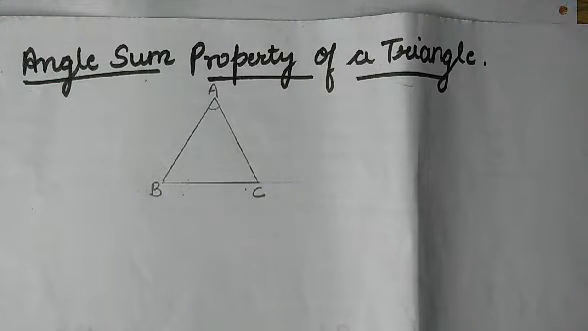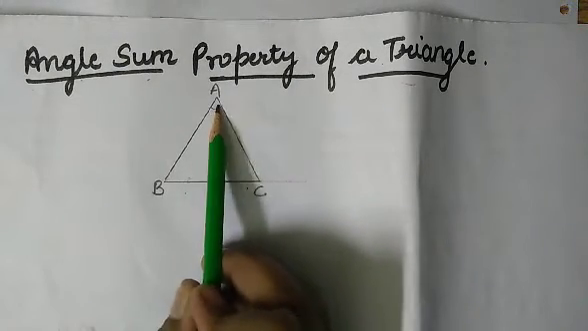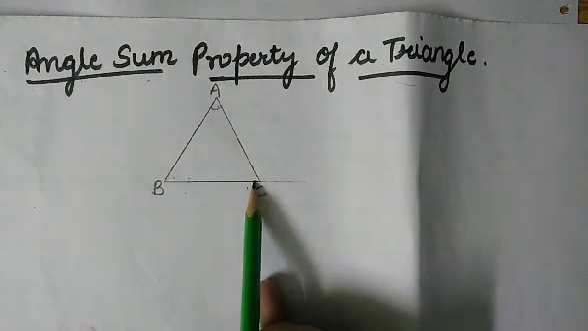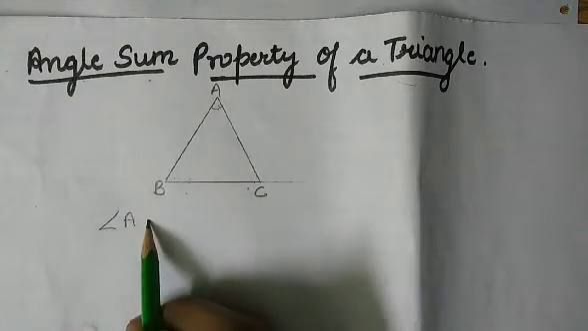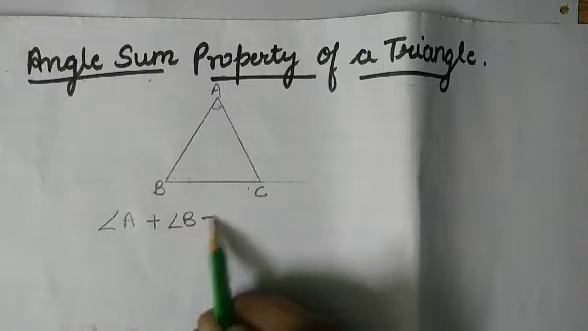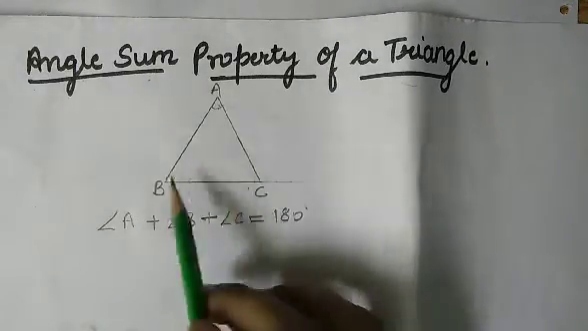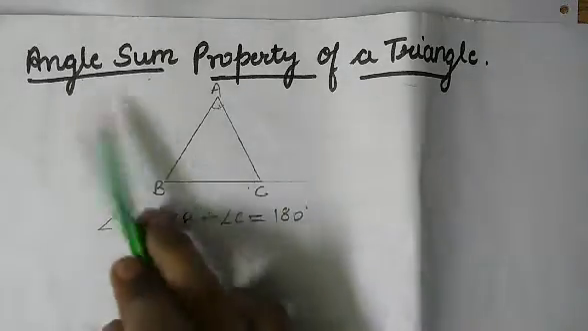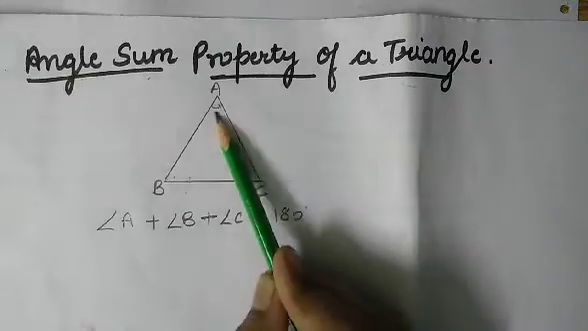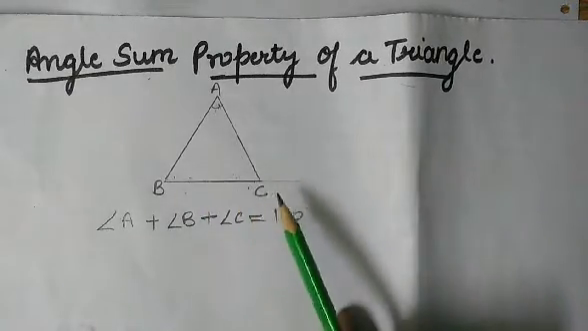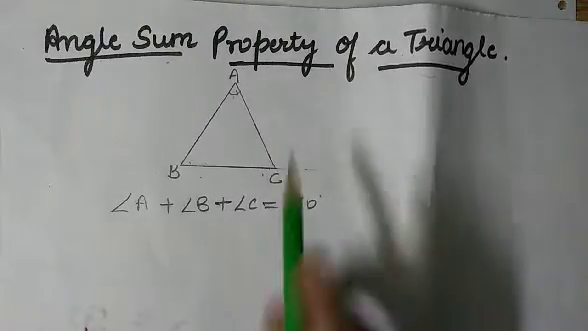First I am explaining how you can say that the sum of these three angles, angle A, angle B and angle C, is 180 degrees. How can you say that angle A plus angle B plus angle C equals 180 degrees? As these are the angles of a triangle, we have the property that is angle sum property, and this says that the sum of angles of a triangle is 180 degrees. So here I am explaining the proof of how this sum is 180.